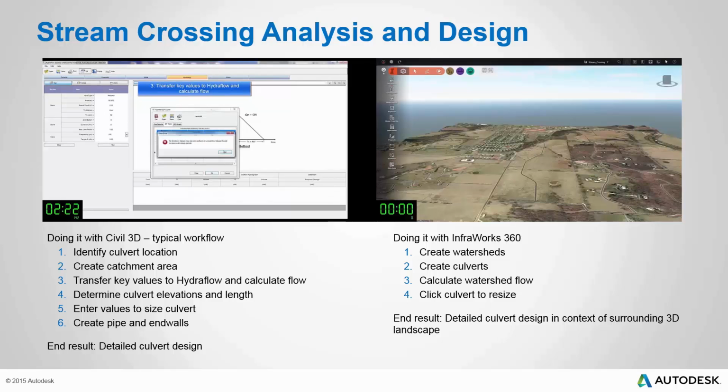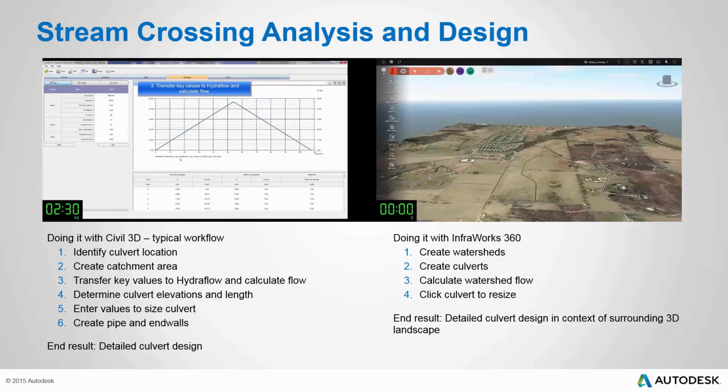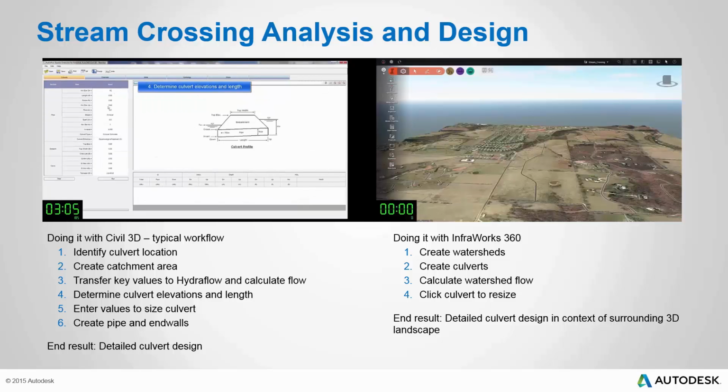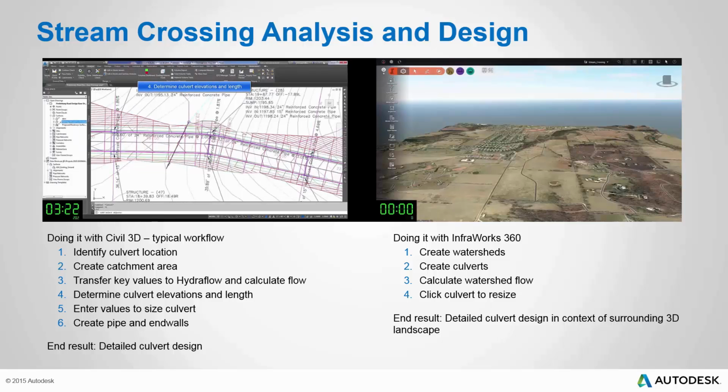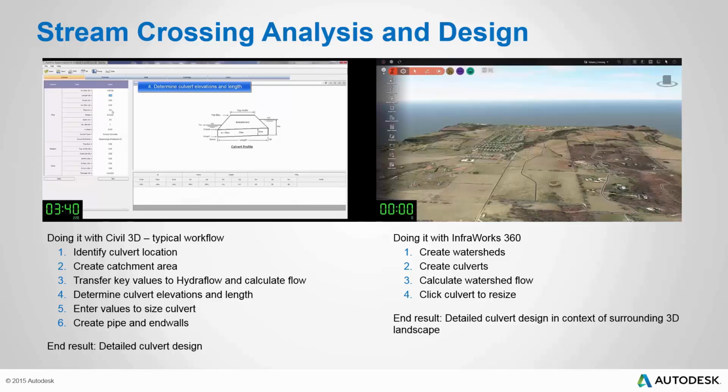Then to design the culvert, we need to go back into the drawing and really just roughly position it in the drawing. You'll see the designer draws a simple line that shows where the culvert's going to start and going to end based on the stream channel that's currently in the model. And from that we can determine the elevation at either end and the length of the culvert, all values we need to size the culvert.